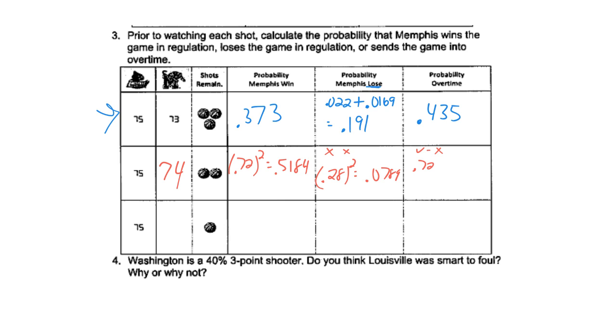And then the probability that it goes to overtime, he can make one, miss one. And again, there's two ways that he could do that, right? He could make one, miss one. He could miss one, make one. So that gives me the probability that it happens times the two scenarios, which gives me 0.4032. So it's looking pretty good right now for Memphis.